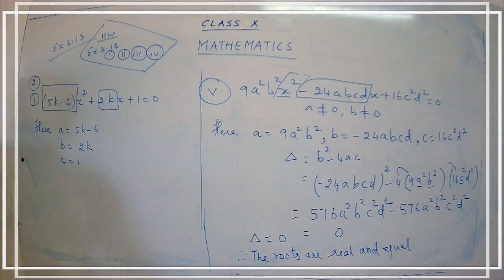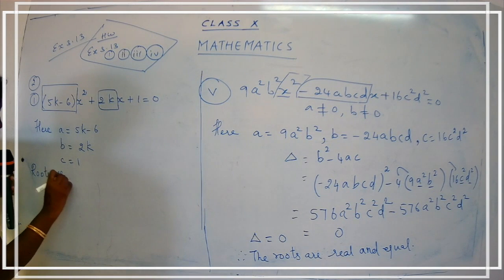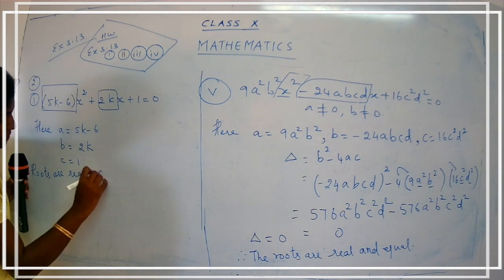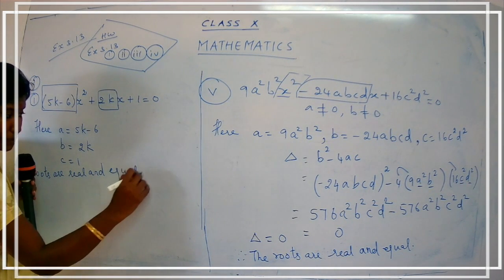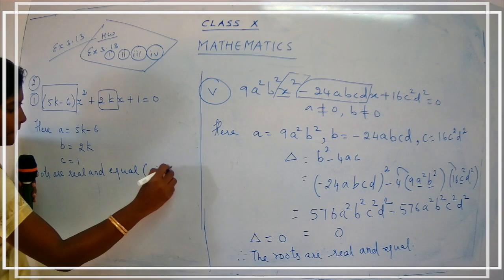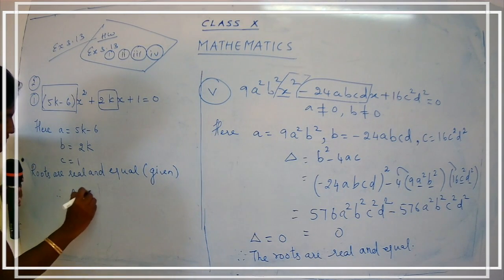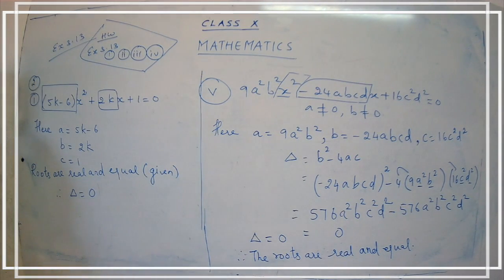So I'll just mention here, roots are real and equal. It's given to us, this condition is given to us. I'll put here given. Therefore delta is equal to 0. When the roots are real and equal, the value for delta is equal to 0. I hope you are clear, children.